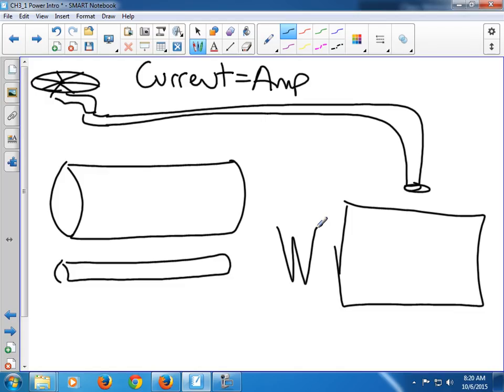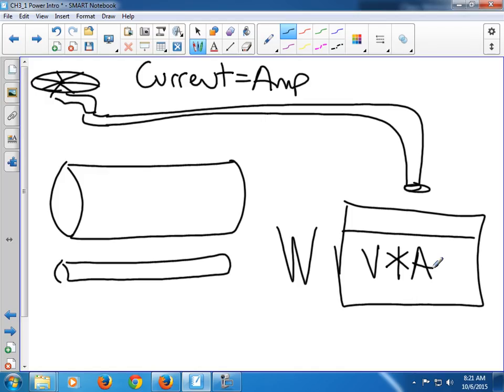So the type of pipe multiplied by how big we open it determines how much water comes out. I'm trying to make this stick in your brain. So the amount that comes out is the volts times the amps, or the size of the pipe multiplied by how big we open the spigot. That's how much total power we end up with.